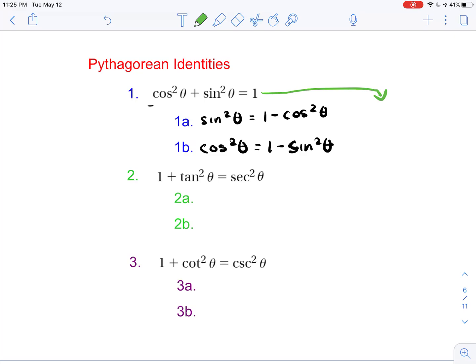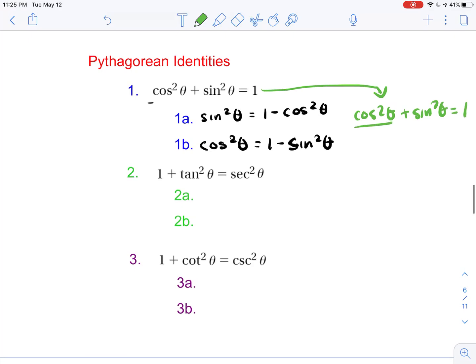Okay, now how do we get to 1 plus tan squared theta equals secant squared theta? Well, it comes from taking this equation and dividing every term by cosine squared theta. We know we can do that because we're doing the same thing to both sides. So cosine squared theta plus sine squared theta is equal to 1. If I divide everything by cosine squared theta, what happens? Well, cosine squared theta divided by cosine squared theta gives me this 1 right here.